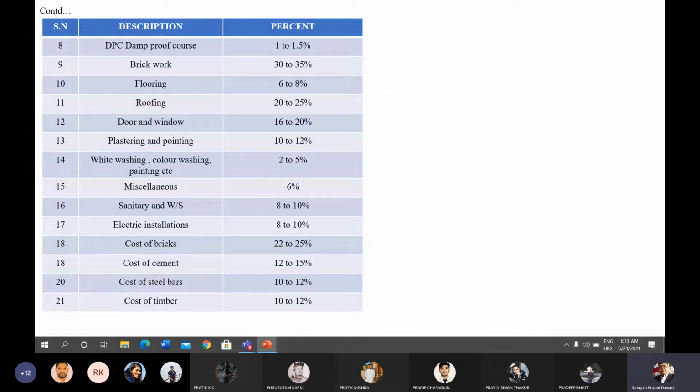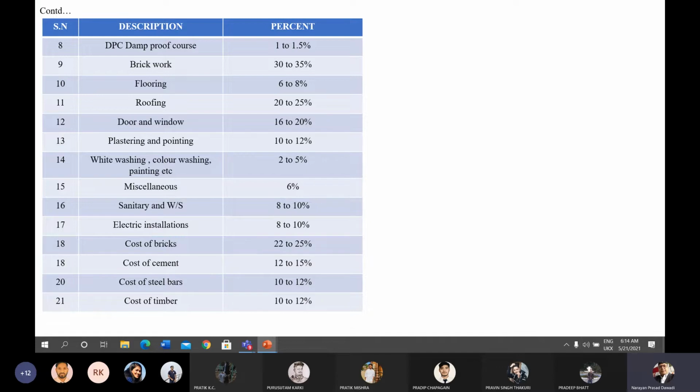sanitary and water supply 8 to 10%, electrical installation 8 to 10%. And if we consider the main materials of the building, cost of bricks 22 to 25%, cost of cement 12 to 15%, cost of reinforcement bars 10 to 12%, cost of timber 10 to 12%. We can split the cost as material items, or superstructure and foundation, or the cost of material as well as the cost of labor. We can split the building cost in this manner.